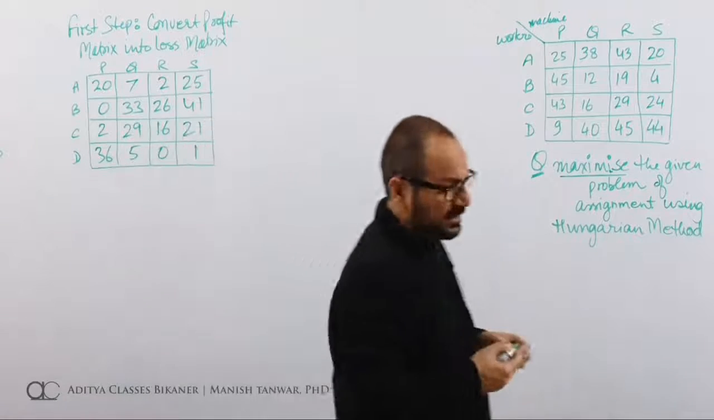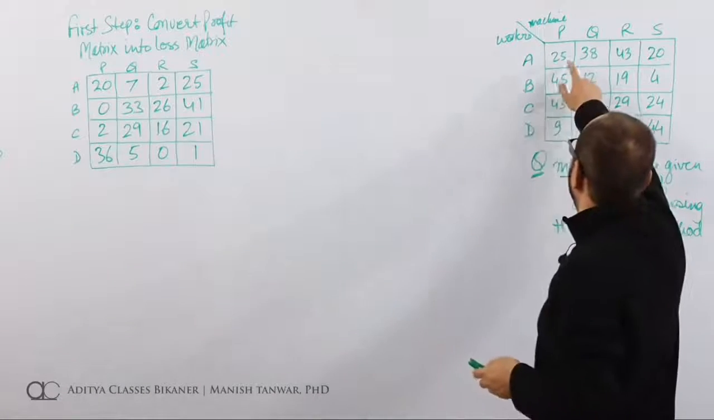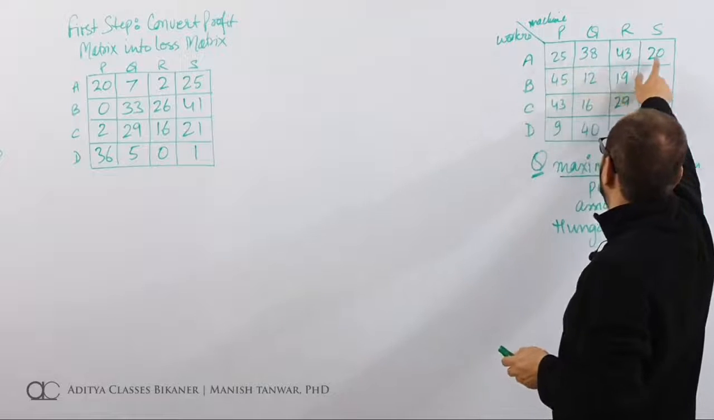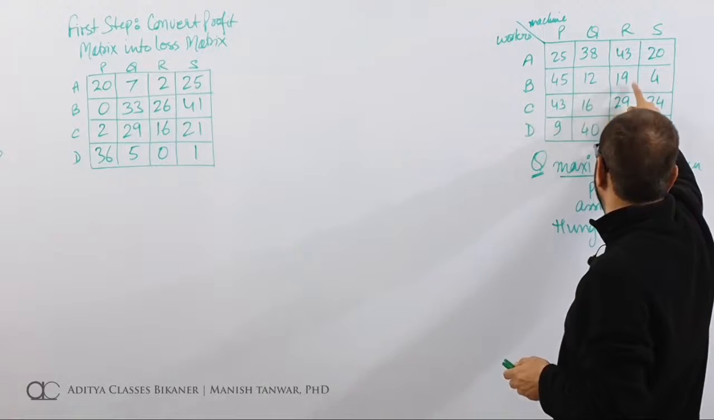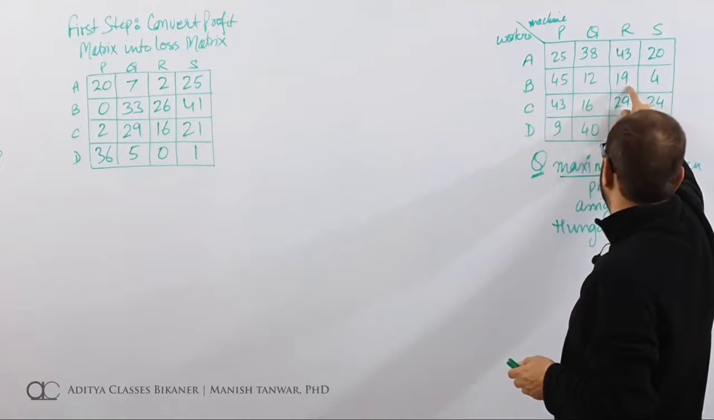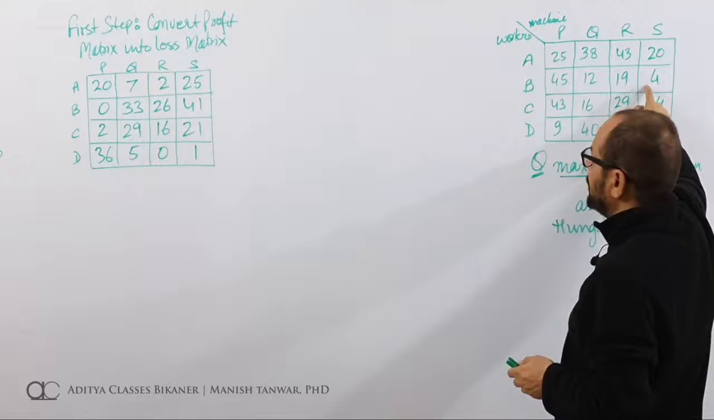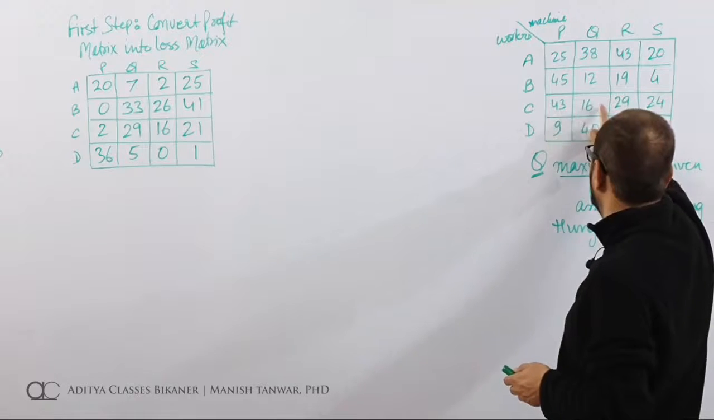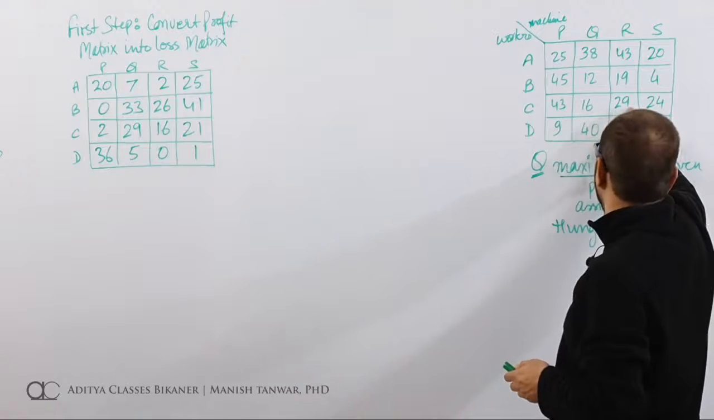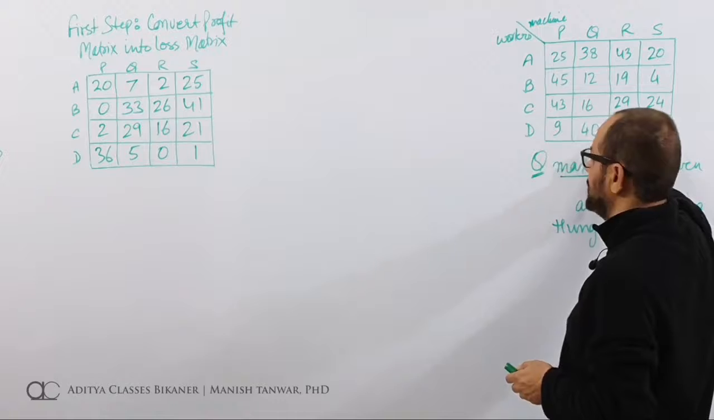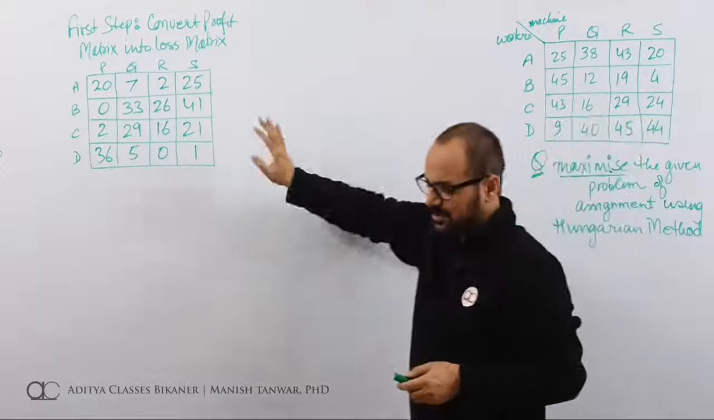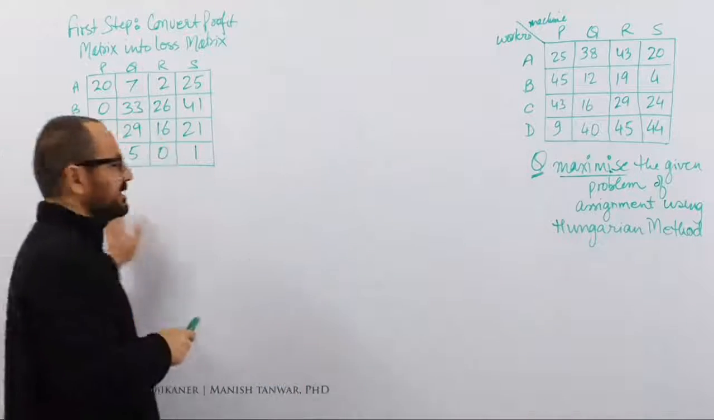Let us have a quick check if these values are correct. It should be 27, 2 and 25. Then this should be 0, 33, 26 and 41. Then this should be 2. Then this should be 29, 16, 21. We have 36, 5, 0 and 1. So this is my loss matrix. Now you can go ahead and minimize it.